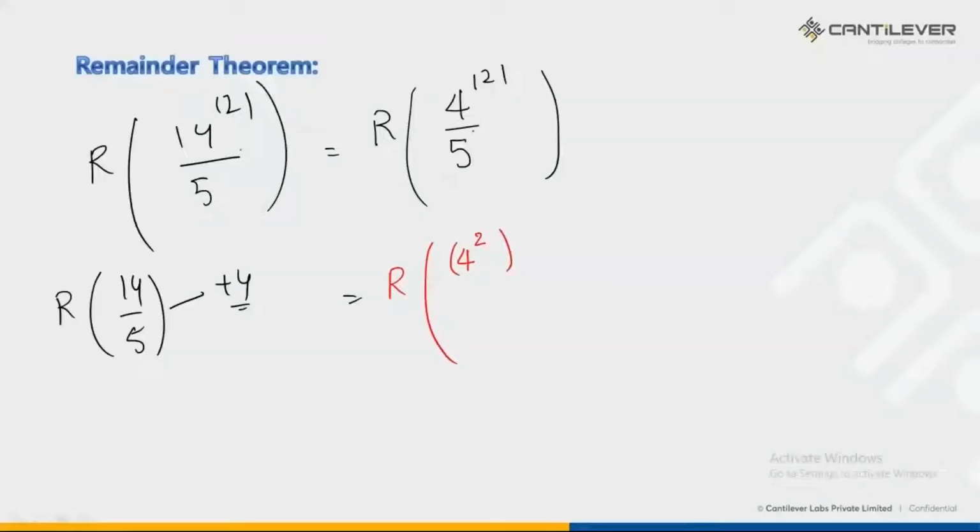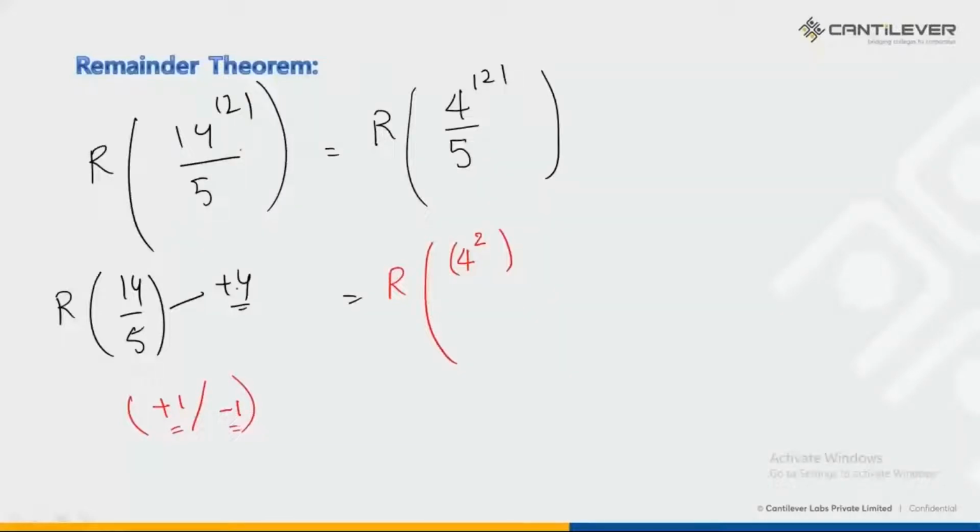Why are we writing only in terms of 4 square? Why can't we write it as 4 cube or 4 power 4? So the thing is, always try to get either plus 1 or minus 1 as the remainder, so that it will be easy for you.